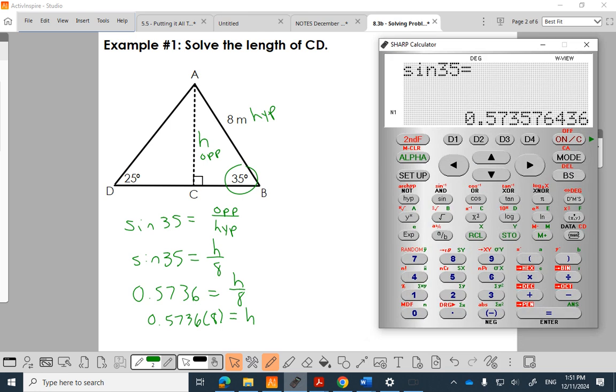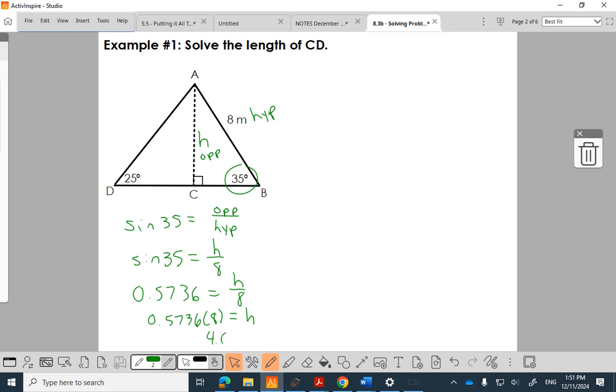I can just hit the multiply button, and it says, take the answer that you had from the previous one and multiply by 8. And that keeps all the decimal places, so I know this is very accurate. So I get 4.6 as the height.